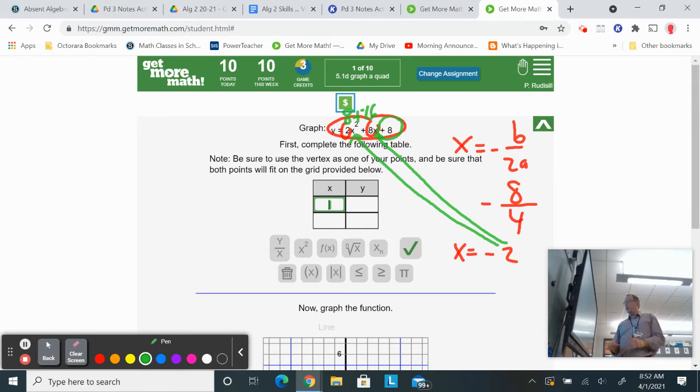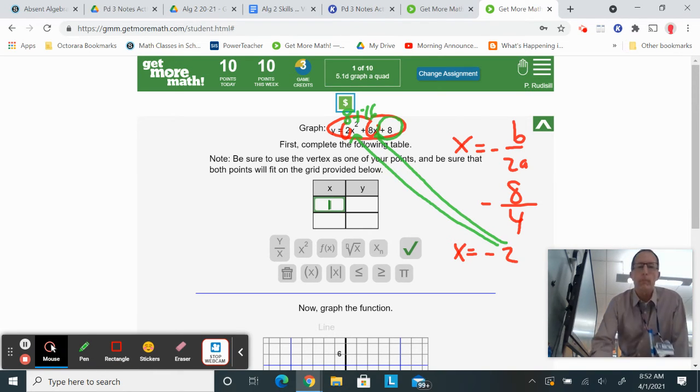So I know when I put in a negative 2, which is where my axis of symmetry will be, right where x equals negative 2, when I put in negative 2 for x, my output for y is a 0. That's my vertex. Now I need one more ordered pair.